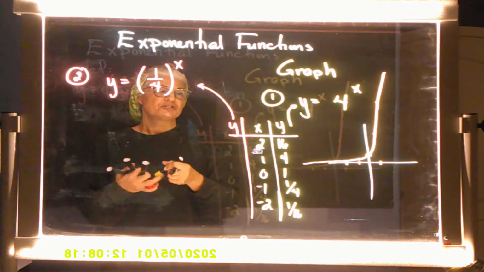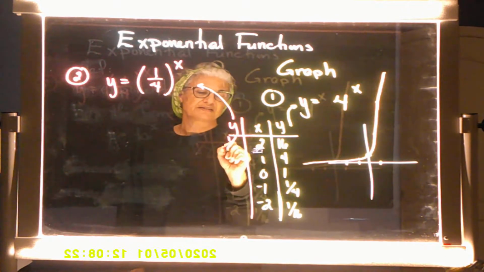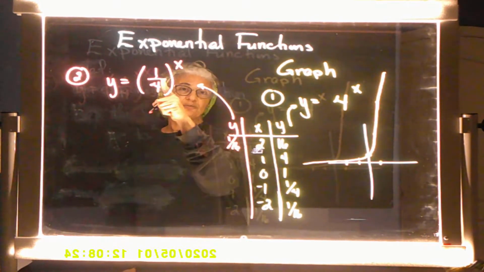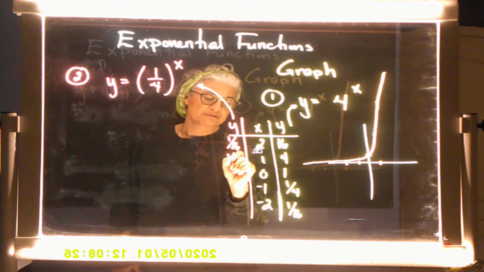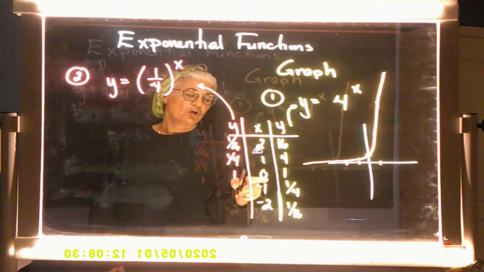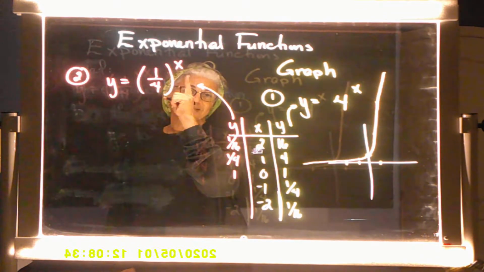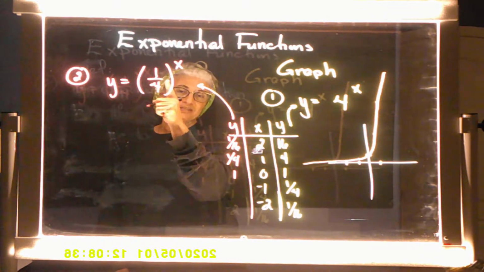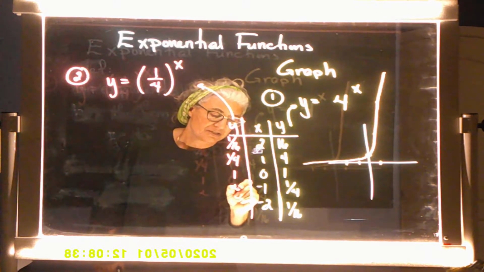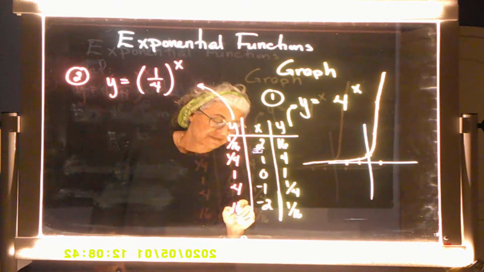Okay. So on this one, when I plug in 2, what do you get? Good. You get a 16th. When you plug in 1, you get a quarter. 0, yeah, 1. Anything to the 0 power is 1. When you plug in a negative 1, remember, anything to a negative power is never negative. So in this case, it's going to be 4. And when you plug in that negative 2, it'll be a positive 16.